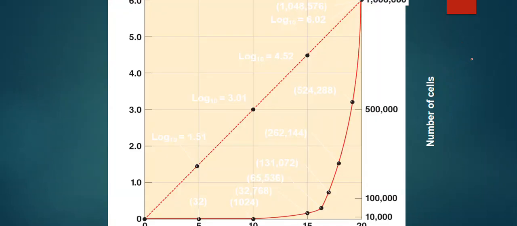Okay? So here's a really nice picture showing what the graph looks like when we use the actual number of cells, as opposed to using the log of the cells. It's just a nice, cleaner graph. It's much easier for us to get a handle on.